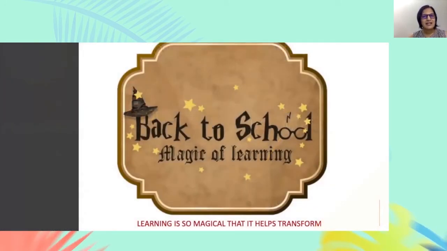Okay, and this is the theme that we arrived at. Magic of learning. Back to school, magic of learning. Which meant that learning is so magical that it helps transform. If you remember, the brief was all about laying emphasis on learning and why learning is important and how it helps transform. So all this said was, the magic of learning is such that it will transform you completely. The word magic gave the fun element and learning made it serious. So it had the best of both worlds.